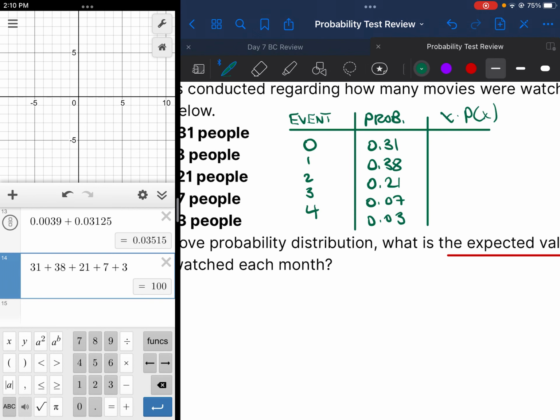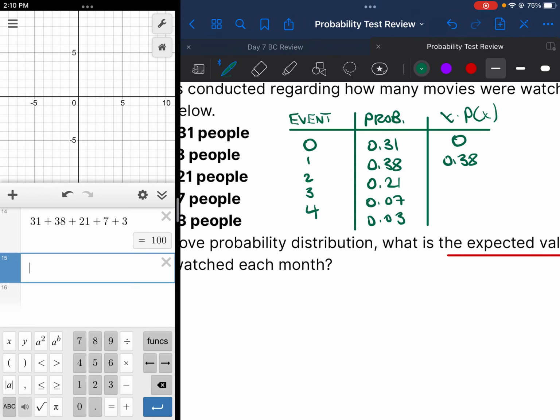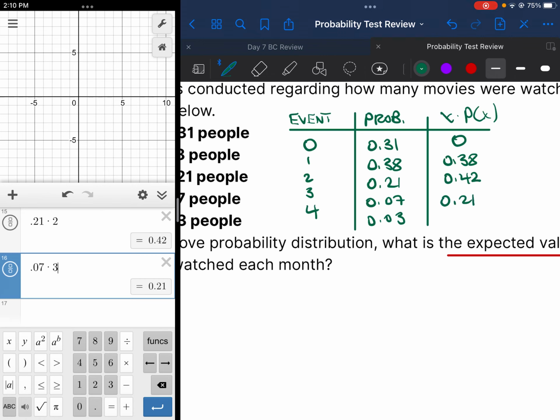Here, let's just do this all on the table. 0 times 0.31, that's 0. 1 times 0.38, so the probability, 38% chance that someone watched only 1 movie, that's 0.38. 0.21 times 2, 0.42. 0.07 times 3, 0.21, and 0.03 times 4, 0.12.